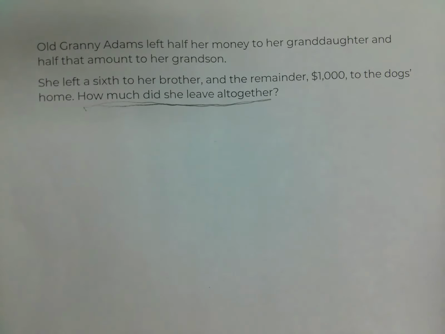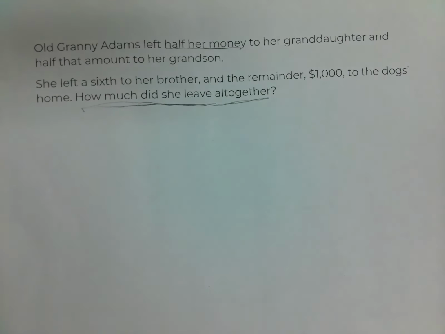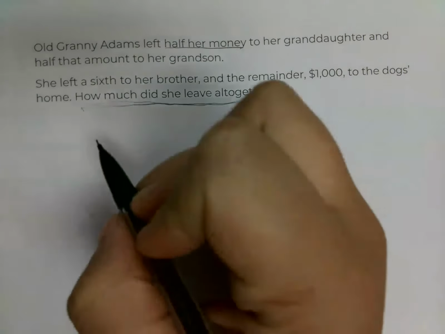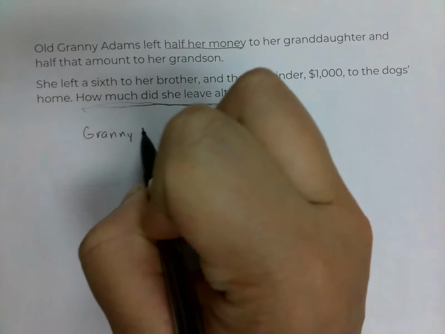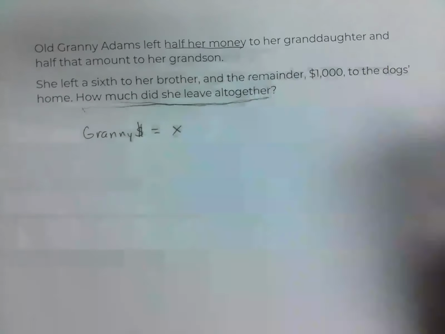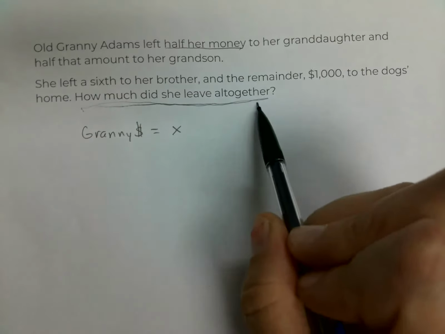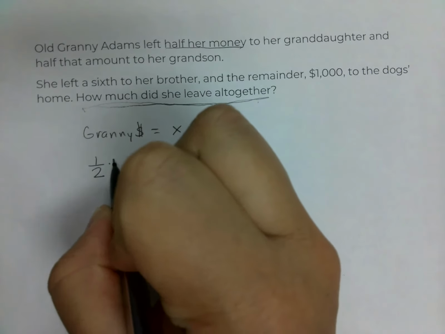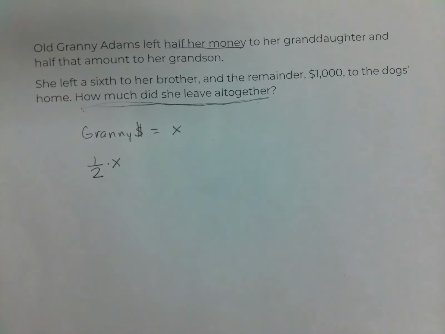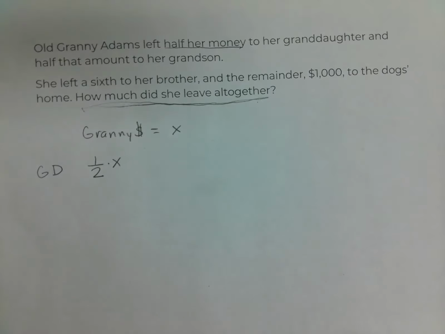We know that half of her money is going to her granddaughter. One thing I'm going to do right now is say her money, Granny's money, is going to be X. So that's what we know. We're looking for X. So half of, when you hear "of," you should be multiplying, that money is for the granddaughter. So I'm going to put GD, granddaughter.